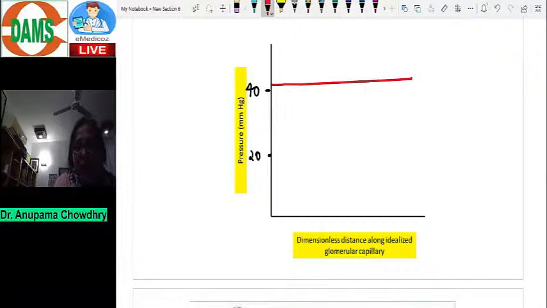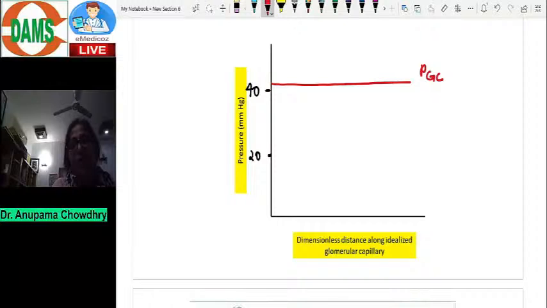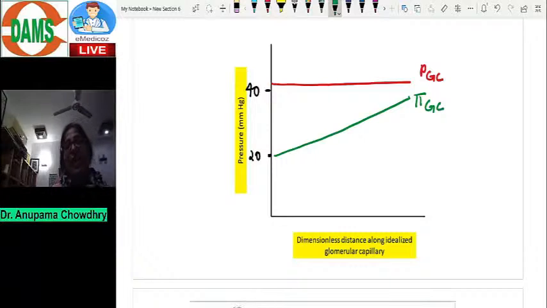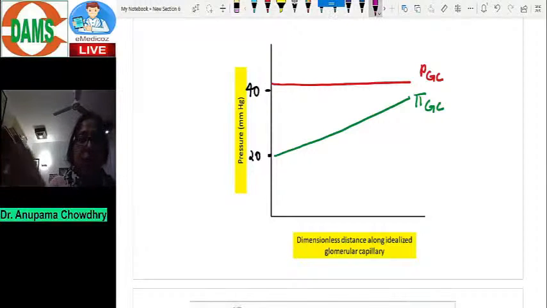This is what is going to happen. It is almost static, PGC. But what is going to happen to pi GC? Pi GC was 20 to begin with. As you go towards this is your pi GC. This shows an increase from afferent to the efferent arteriole. So what is going to happen to the net filtration pressure?